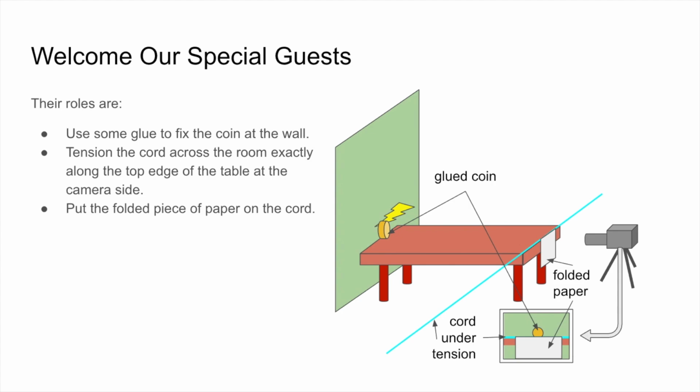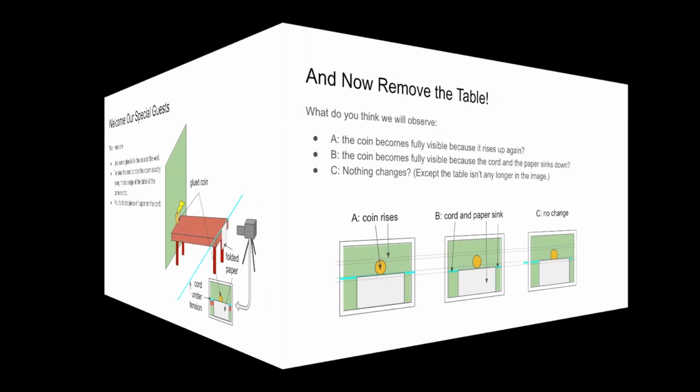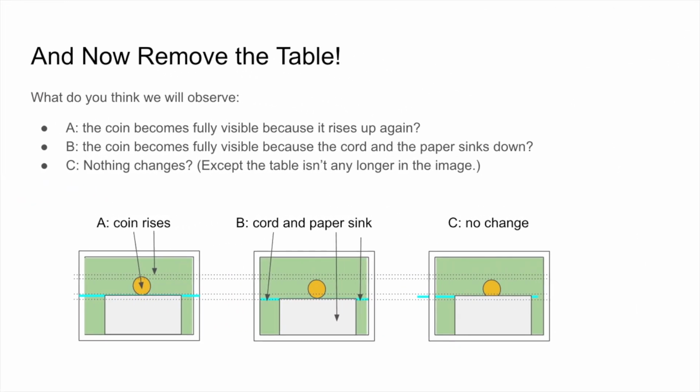Their roles are: use some glue to fix the coin at the wall. Tension the cord across the room, exactly along the top edge of the table at the camera side. Put the folded piece of paper on the cord. And now remove the table. What do you think we will observe?